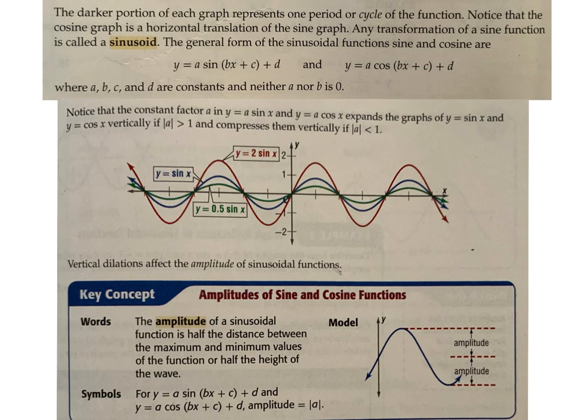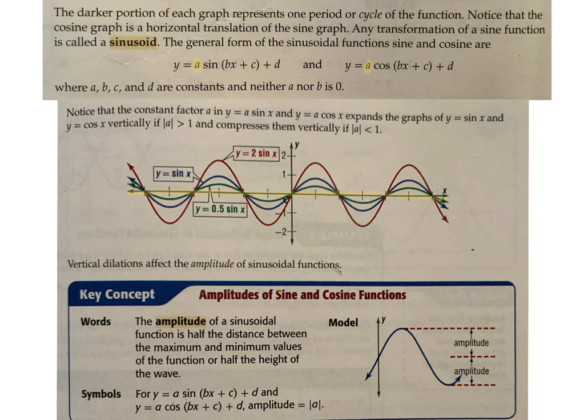Amplitude is always equal to A. So the number in front of your function is going to be your amplitude. So amplitude equals A. Amplitude determines how far the graph goes up and down from what's called the midline. In this case, we have not shifted up and down yet, so our midline right now is the x-axis.